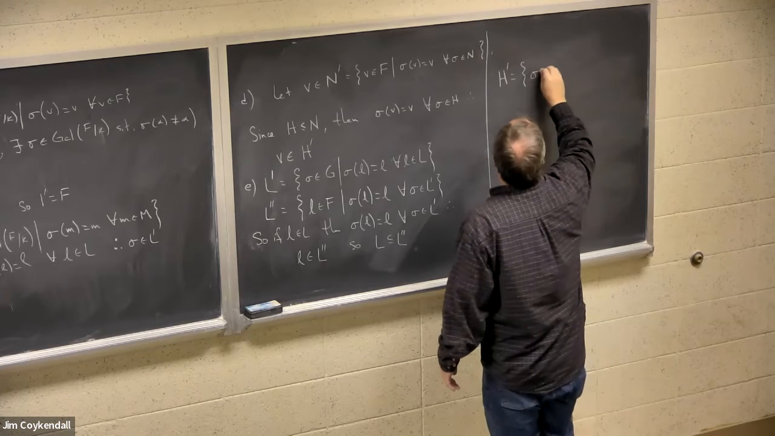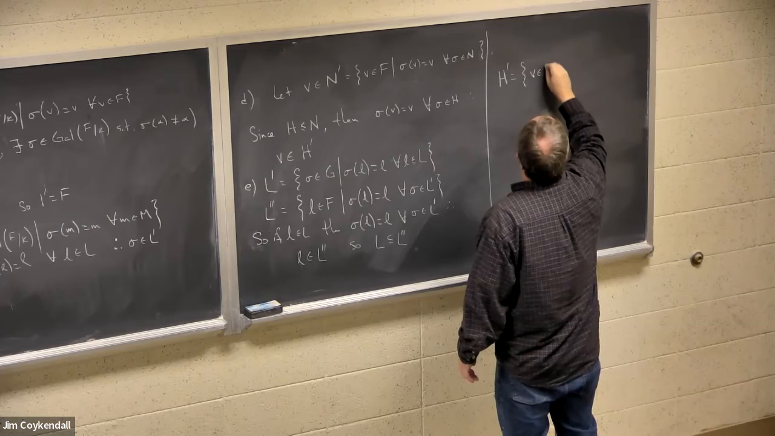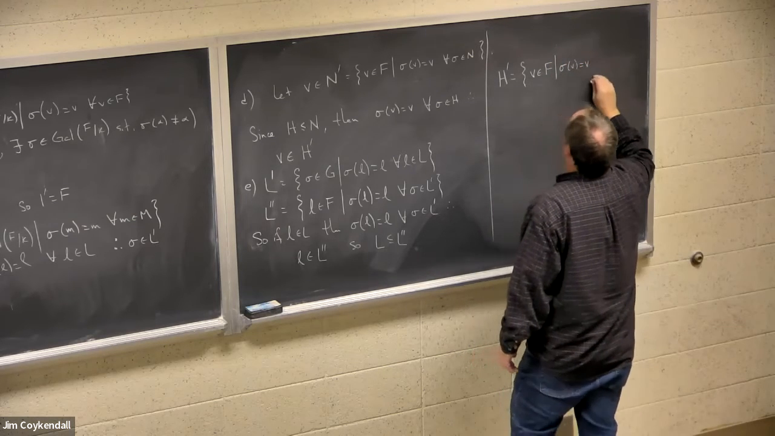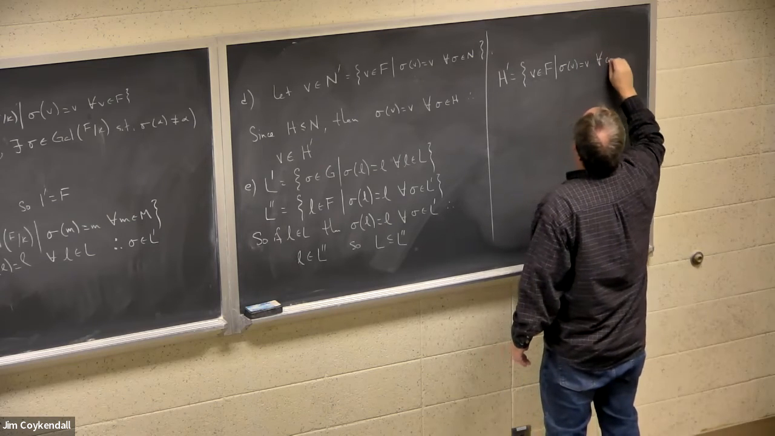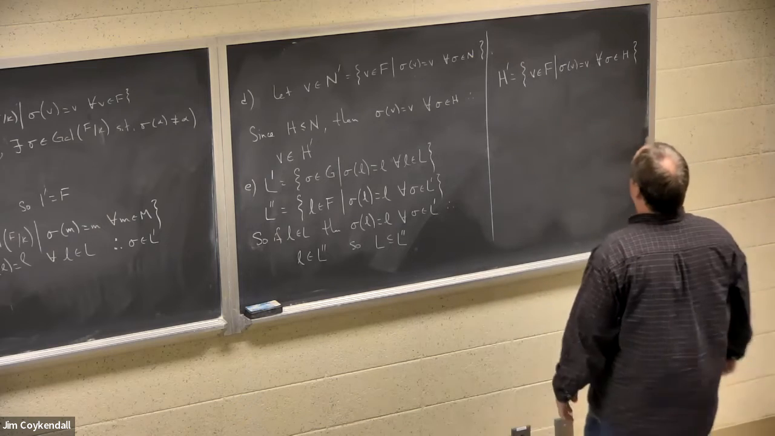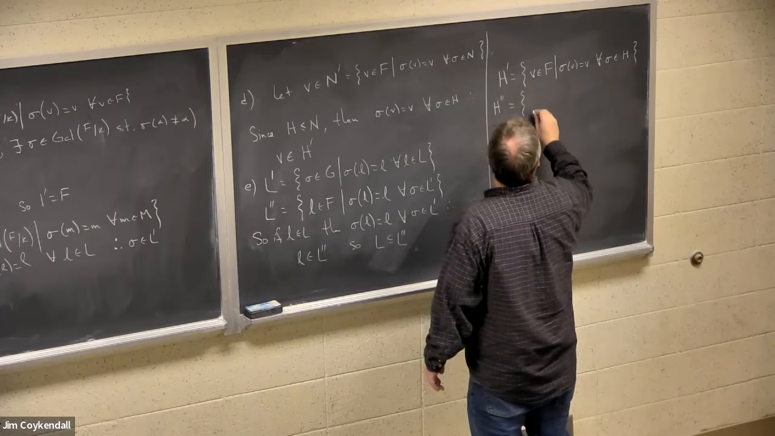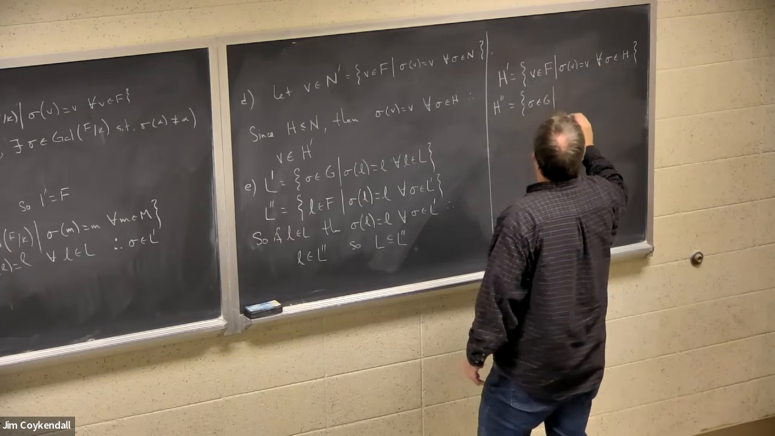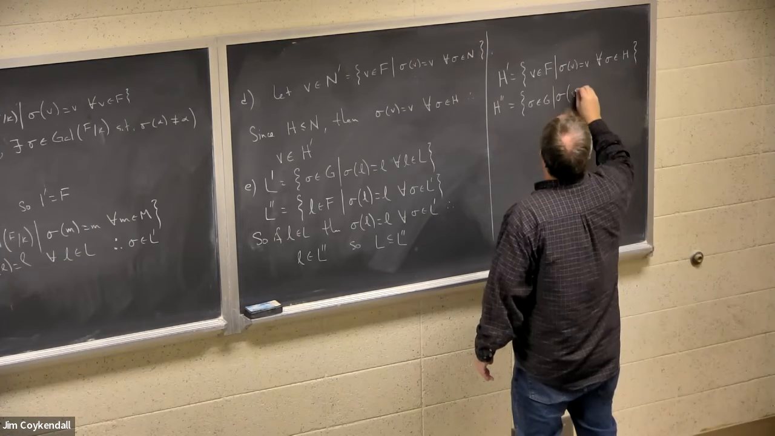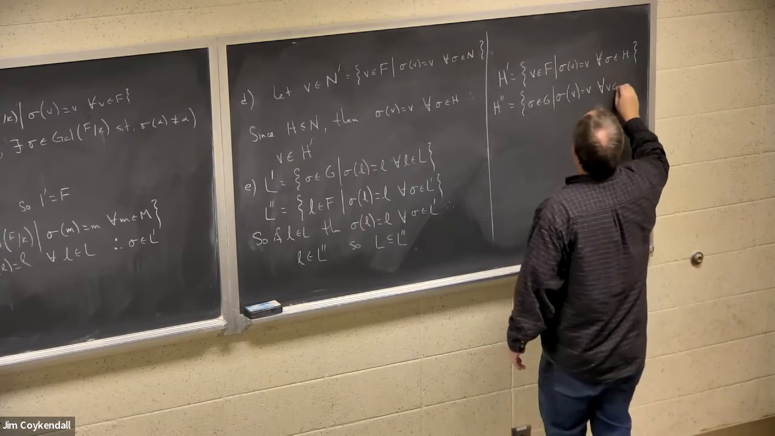H prime is the set of V in F such that sigma V equals V for all sigma in H. And H double prime is the set of sigma in the Galois group such that sigma V equals V for all V in H prime.